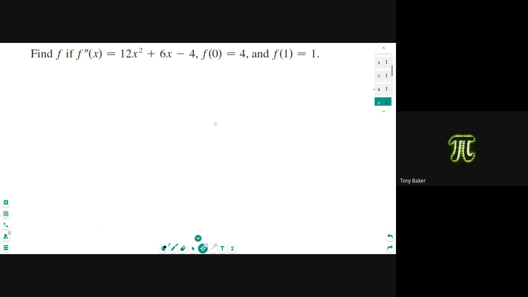All right. So this is the second derivative. Find me my function. So you're going to do your integral twice. But it's a really easy problem.